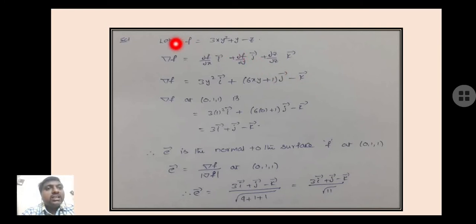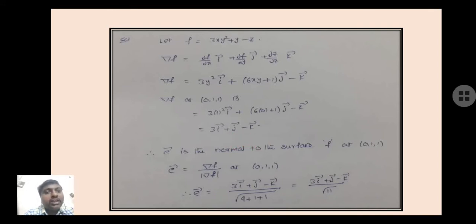Just enough to calculate the partial derivatives of f with respect to x, y and z. I am replacing those values. Del f is equal to, with respect to x partial derivative, that is 3y square. With respect to y it is 6xy plus 1. With respect to z it is minus 1. Now I replace the point (0, 1, 1) in the gradient. Now I am getting the vector del f is equal to 3i bar plus j bar minus k bar.